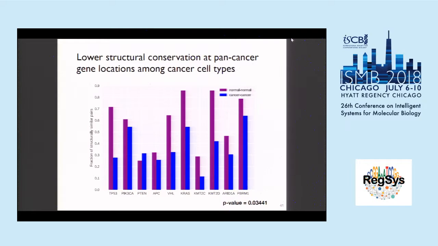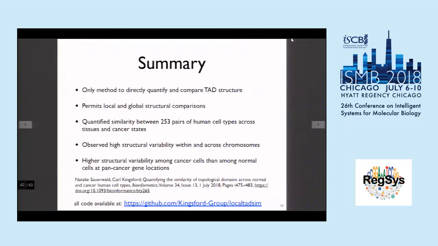But we need to do a little more study with this. So to summarize, this is the only method so far that directly quantifies and compares TAD structure. We were able to do some local and global structural comparisons through 253 pairs of human cell types across a bunch of different tissues and cancer states. We saw a lot of structural variability within and across chromosomes and between cell types, and also observed higher structural variability among cancer cells at specifically pan-cancer gene locations.